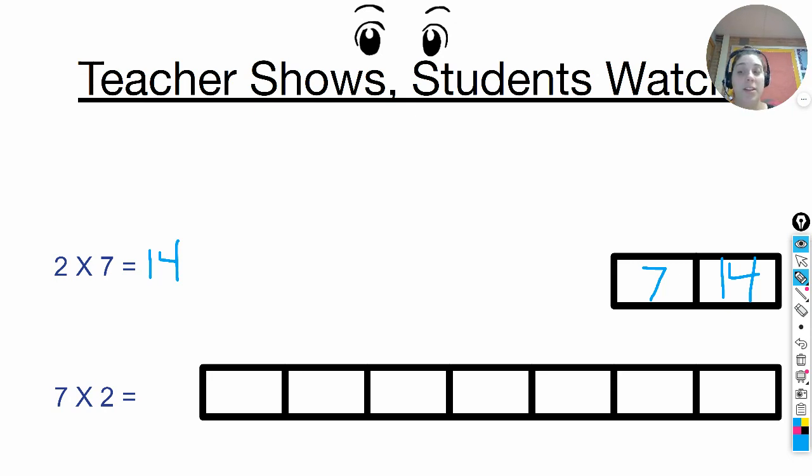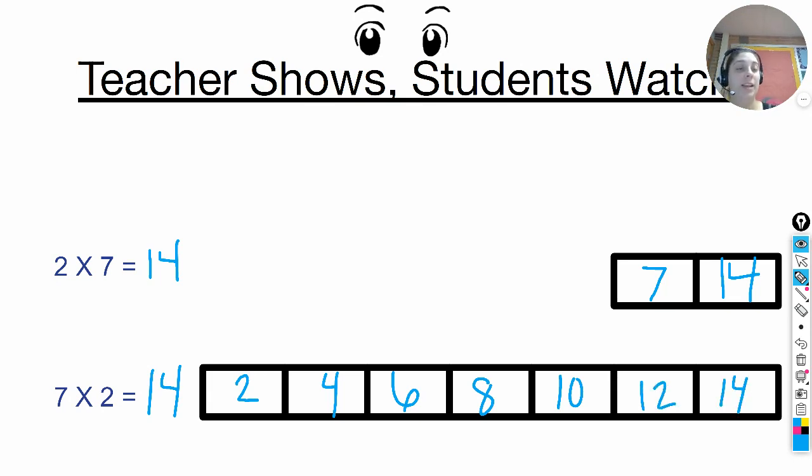Well, if the commutativity property is true, that means that 7 times 2 should also equal 14. So now let's show how that works. You can see we have 1, 2, 3, 4, 5, 6, 7 groups. So 7 groups of 2. So I'm going to skip count by 2s. 2, 4, 6, 8, 10, 12, 14. And I did get the same answer.